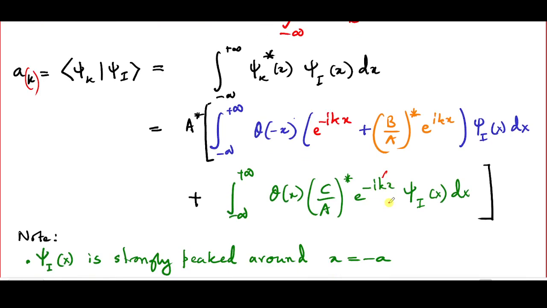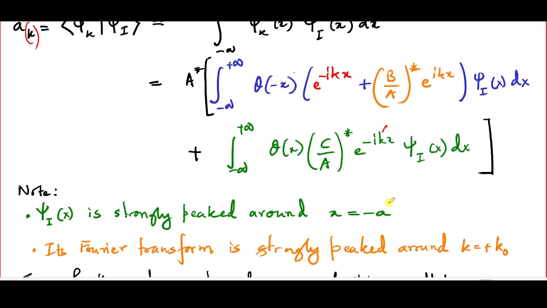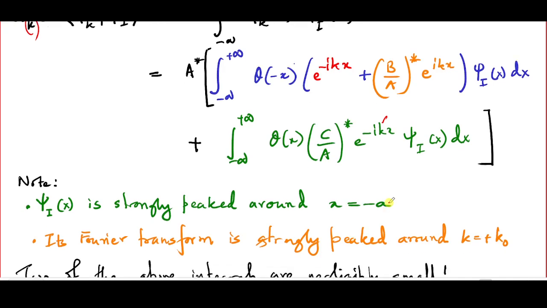Now, we need to remember that our incident wave function psi_I(x) is strongly peaked around x equal to minus a. So sharply peaked that the wave function vanishes long before you get to x equal to 0. On the other hand, its Fourier transform is also strongly peaked. In fact, the original wave packet has to be not so strongly peaked to ensure that this happens, and we have already argued that that can be done. The Fourier transform is strongly peaked around k equal to plus k_0.